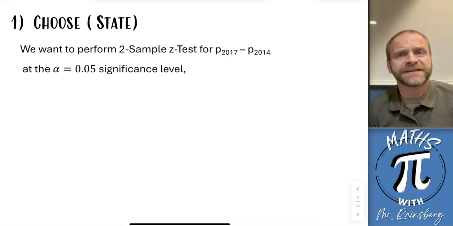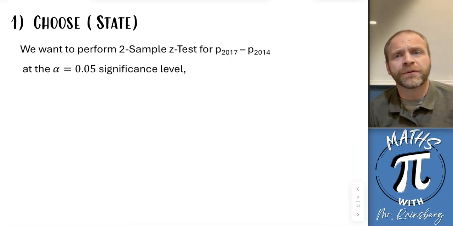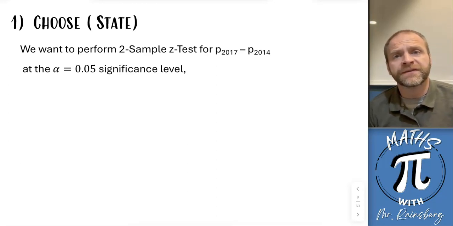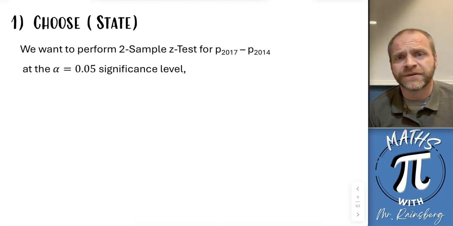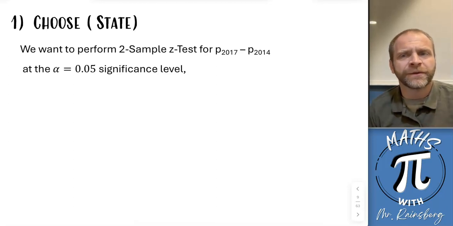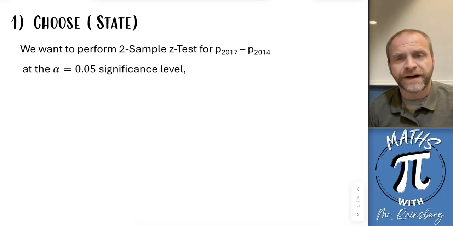So first I want to say, I want to perform a two proportion z-test, or two sample z-test, for p sub 2017 minus p sub 2014. Rather than saying p sub 1 minus p sub 2, I'm going to use the years there so I can keep an idea of the order. I have to state the significance level. It was given to me in the prompt: alpha equals 0.05.